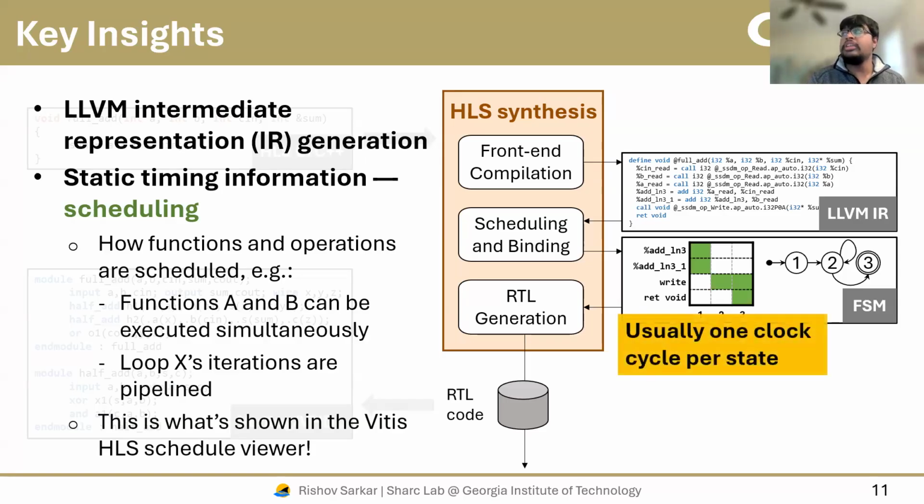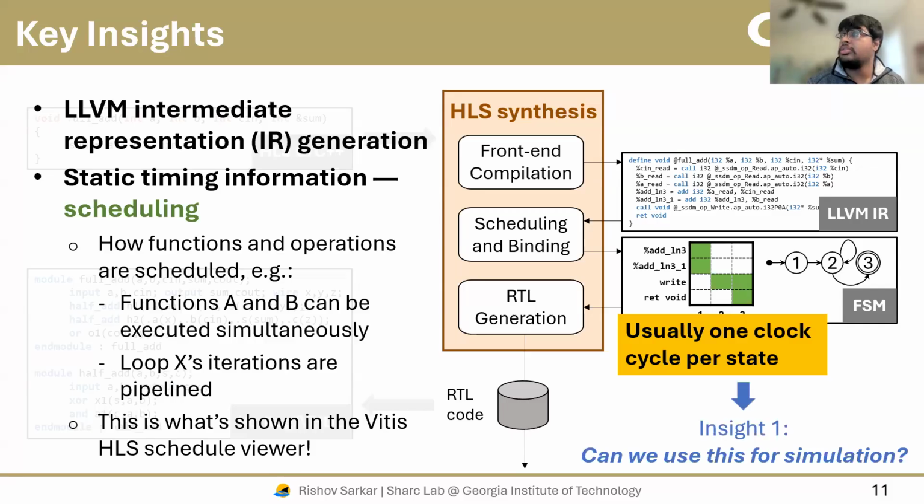And the key insight that really motivated me to develop LightningSim is that this is usually one clock cycle per state. When you're developing an HLS design, a lot of the time you're looking at the schedule viewer to see how many cycles a loop might take. That's just how many states are in the finite state machine shown there. If it shows 0 through 6, that might mean the loop takes 6 cycles. So usually it's one clock cycle per state. There are exceptions that I'll get to later.